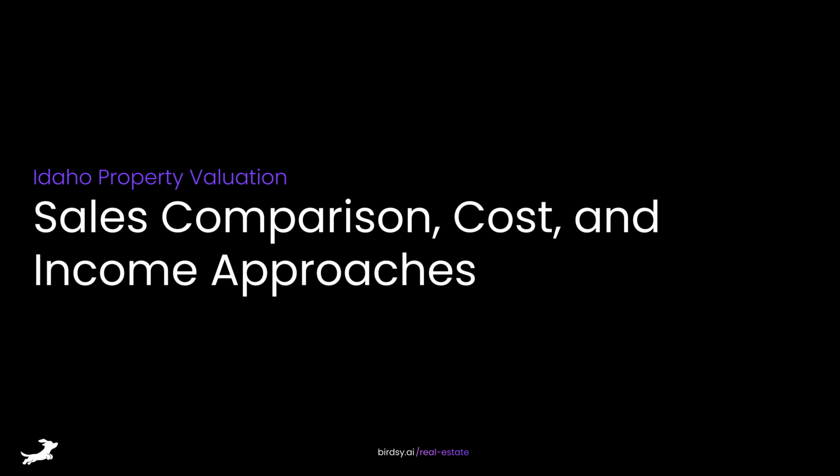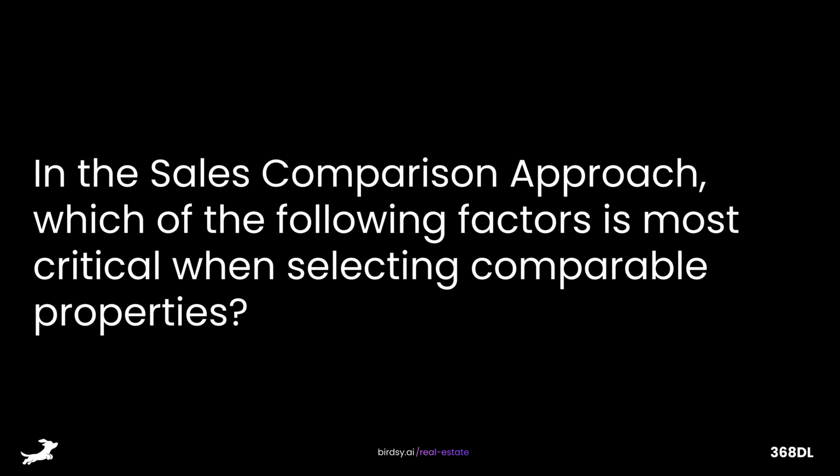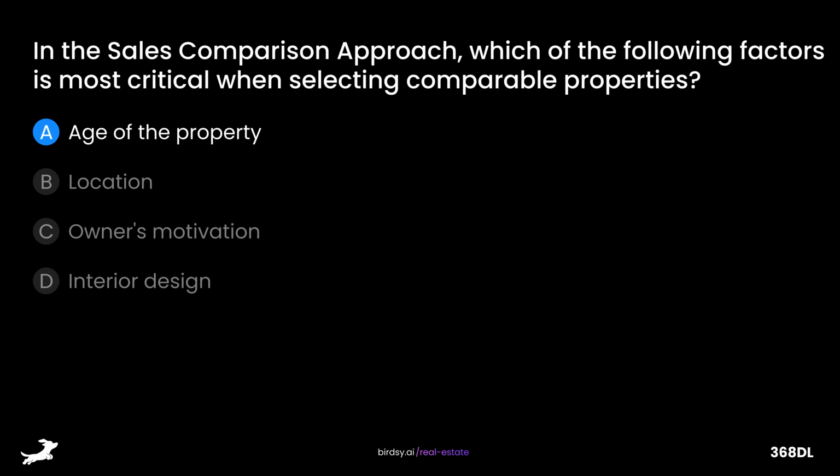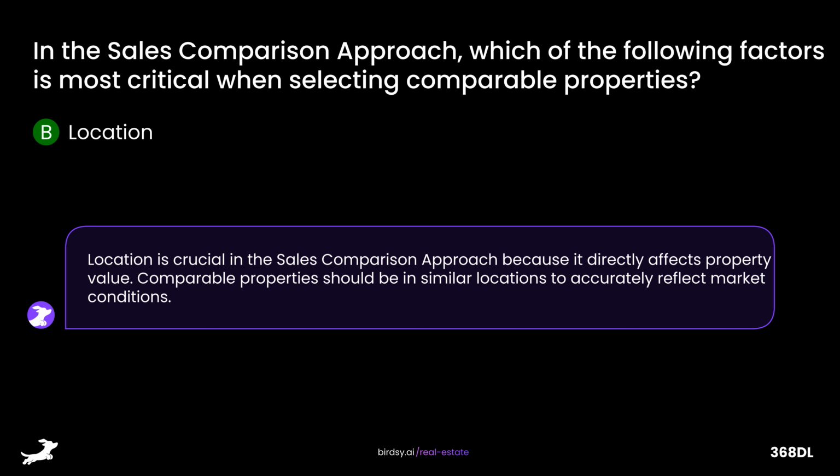Sales comparison, cost, and income approaches. In the sales comparison approach, which of the following factors is most critical when selecting comparable properties? Is it A, age of the property, B, location, C, owner's motivation, or D, interior design? The answer is B, location. Location is crucial in the sales comparison approach because it directly affects property value. Comparable properties should be in similar locations to accurately reflect market conditions.